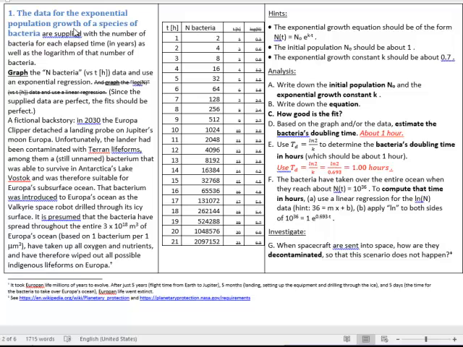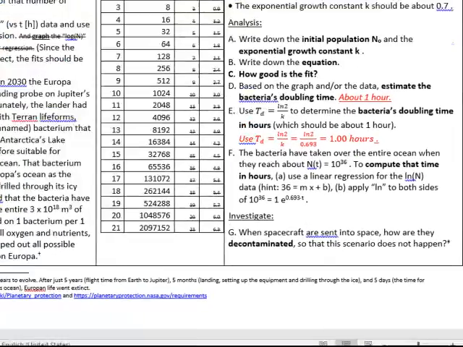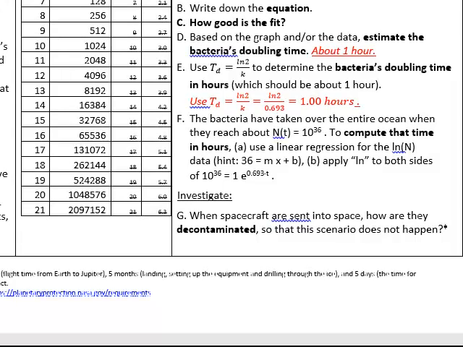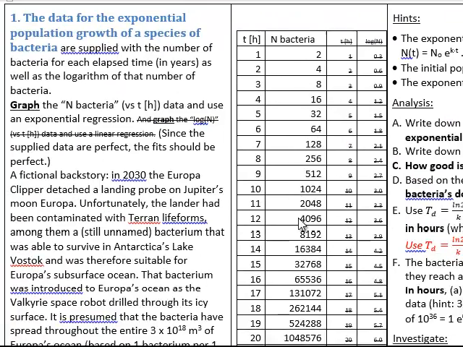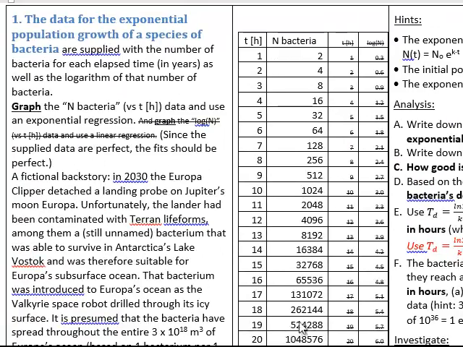The data for the exponential population growth of a species of bacteria on Jupiter's moon Europa. And this is a fictional story, so I just made this one up. Anyway, bacteria are taking over the moon's ocean. And here you have the time in hours, and here you have the number of bacteria. You can easily see 2, 4, 8, 16, and so on. So it goes up exponentially.